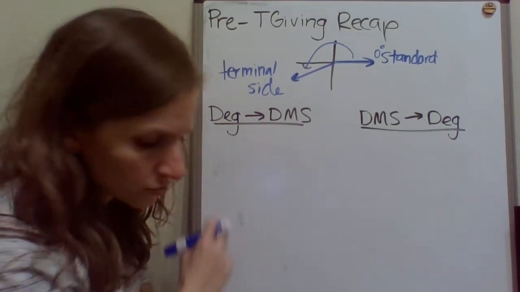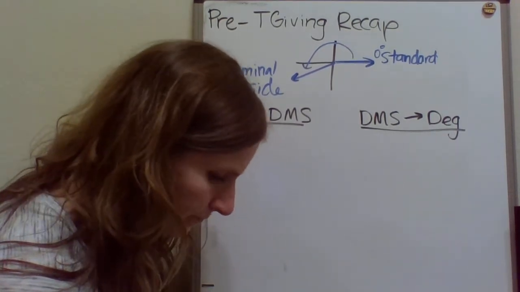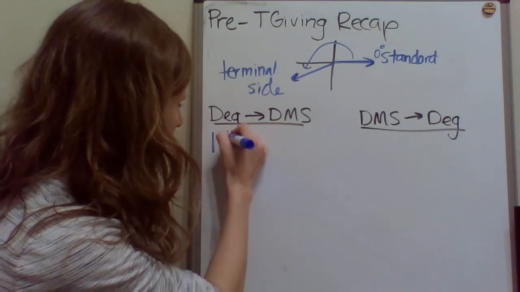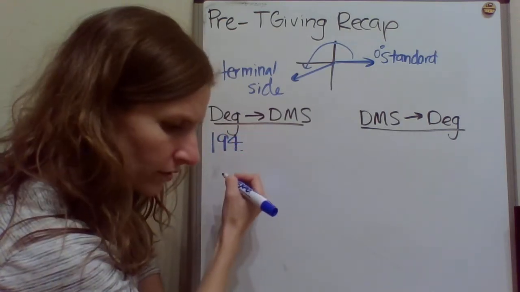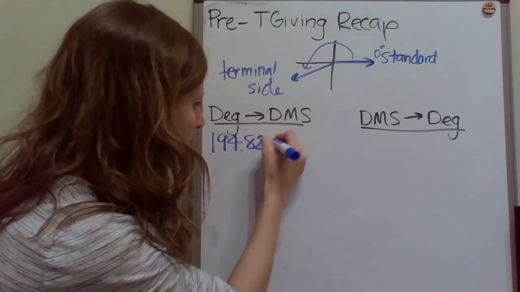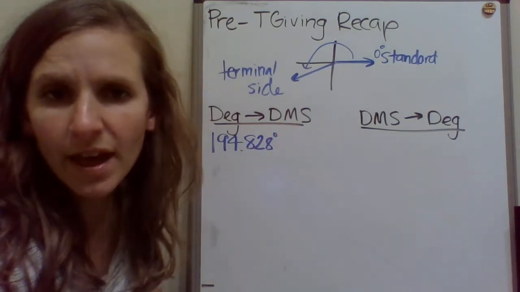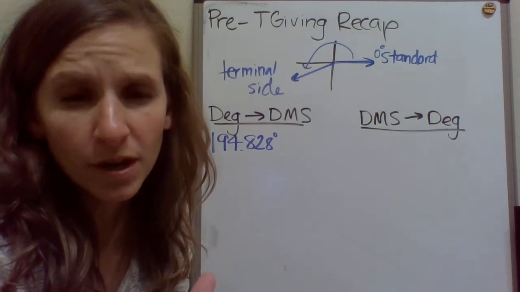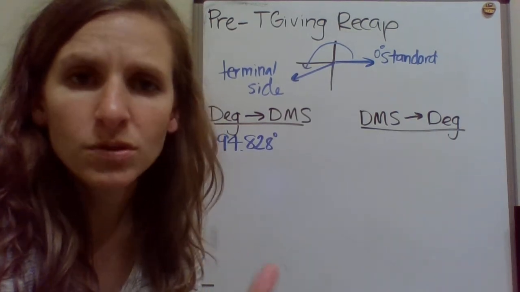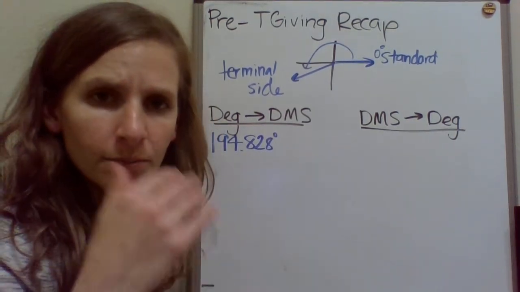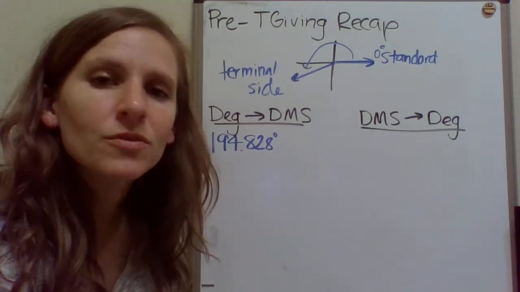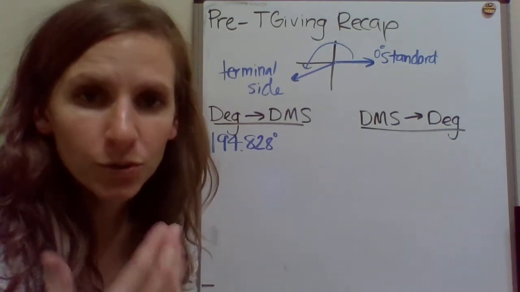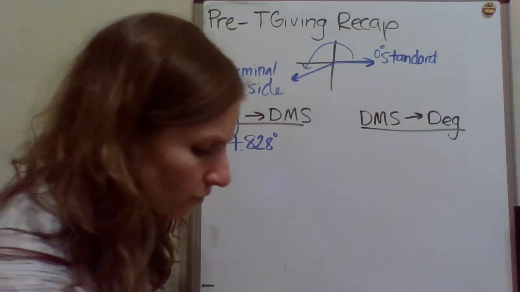We're first going to take the degree. Let's do 194.828 degrees. And if I ask you for that in degrees, minutes, and seconds, remember, I want you to be comfortable with using a calculator as well as doing this by hand. And hopefully in the next couple videos, I'll let you know for sure what you'll be able to use for your test. But for now, let's review both.